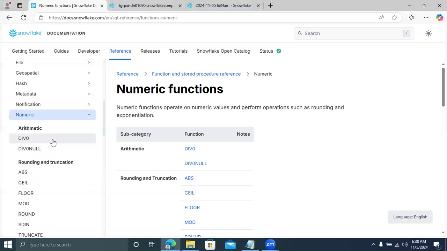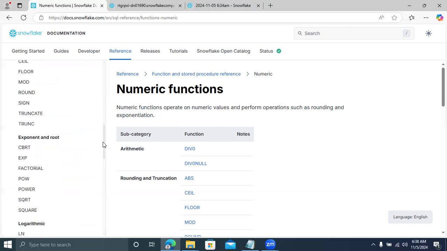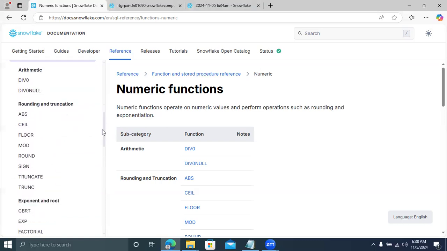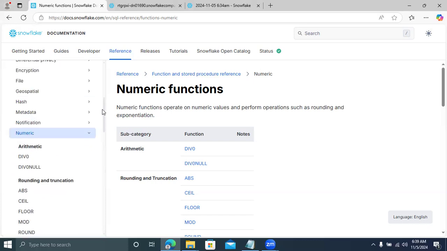But we won't use arithmetic functions as well as exponent and root functions much. These are all mathematical functions. We won't use them much, but rounding and truncation we'll mostly use in SQL queries. In today's session, we're going to focus more on the rounding and truncation part. These functions are very, very important while you're performing any kind of transformations.